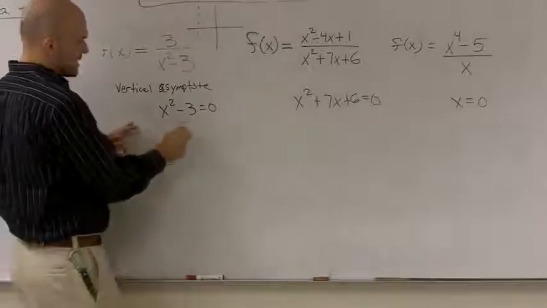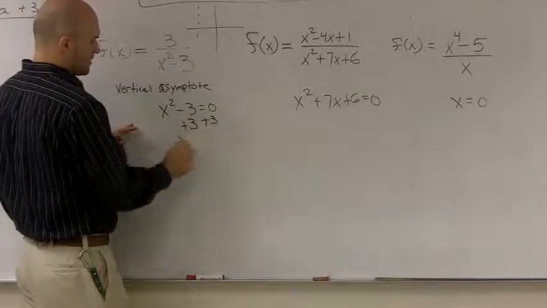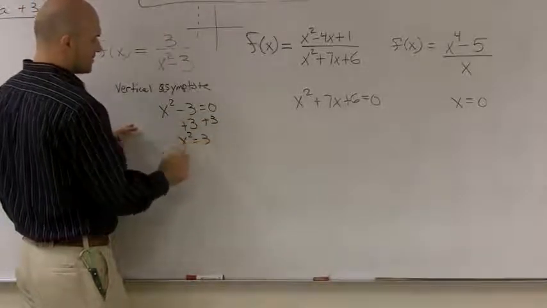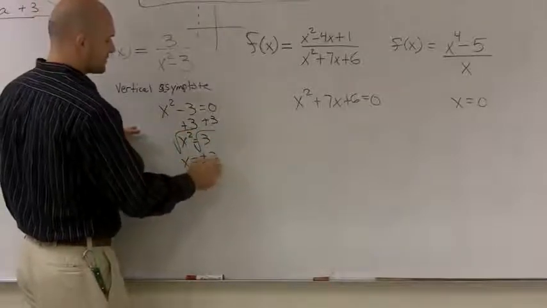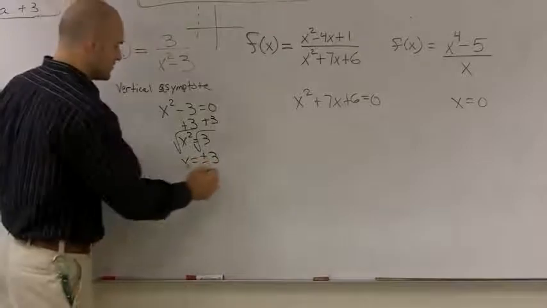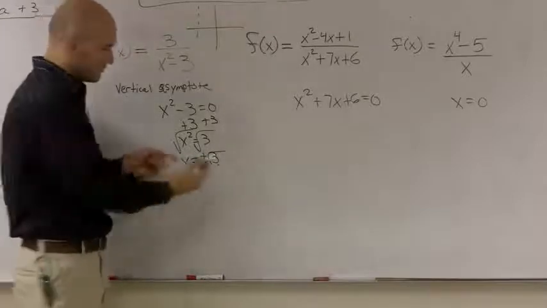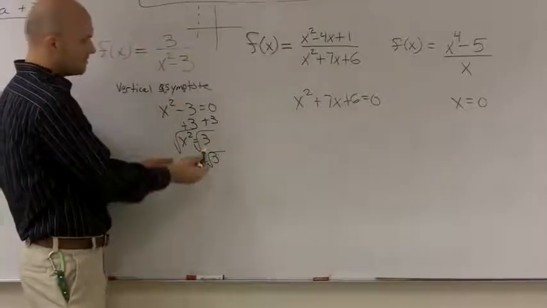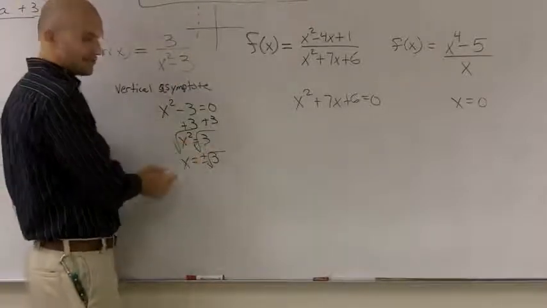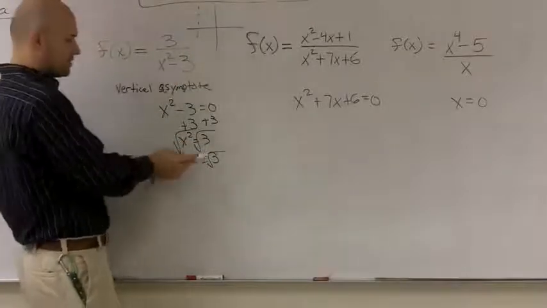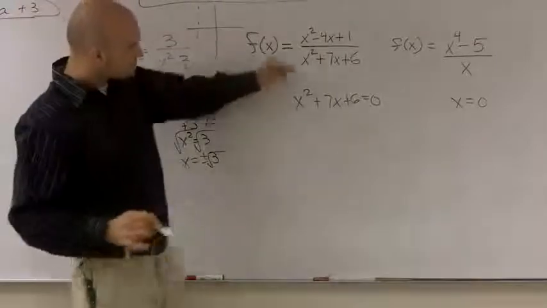So here, I'm just going to add 3. x squared equals 3. Take the square root: x equals plus or minus, I'm sorry, the square root of 3. Therefore, for this problem, my vertical asymptotes are x equals plus or minus the square root of 3.